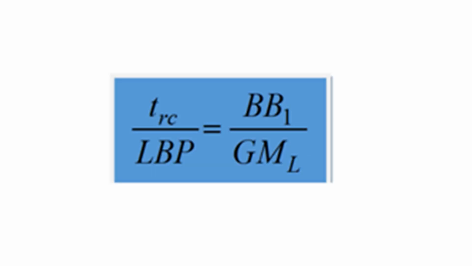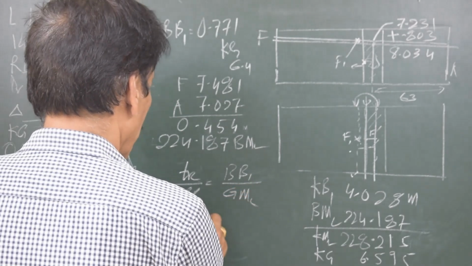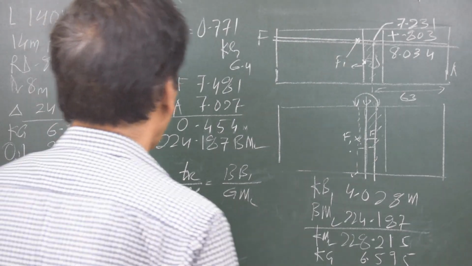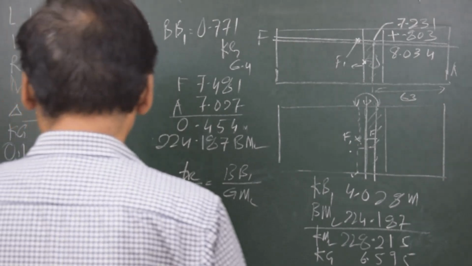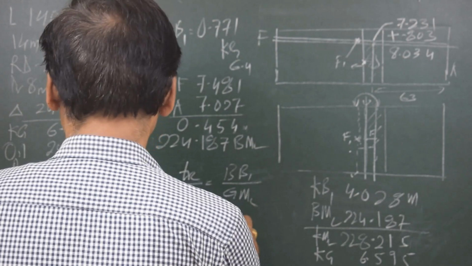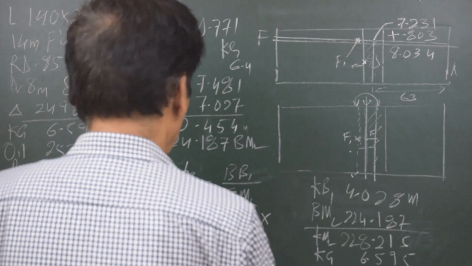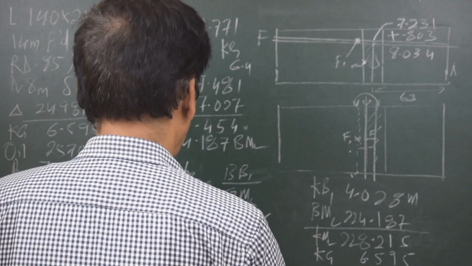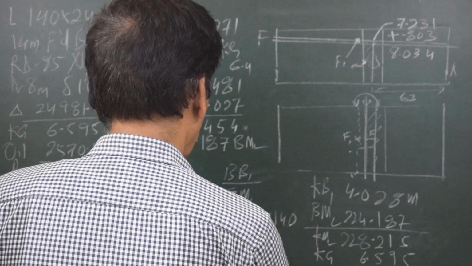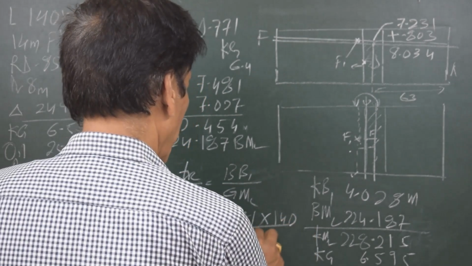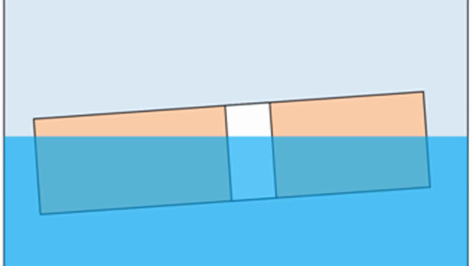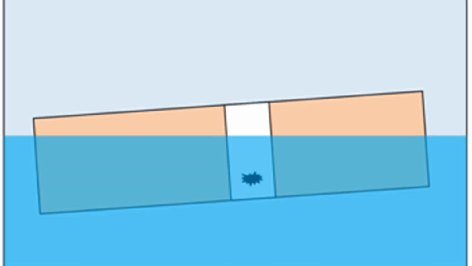Now we have trim change upon LBP is equal to BB1 upon GML. So therefore trim change will be equal to BB1. BB1 is 0.771 into LBP 140 divided by GML, that is 221.620, gives me 0.487.